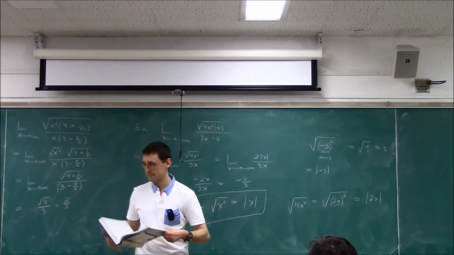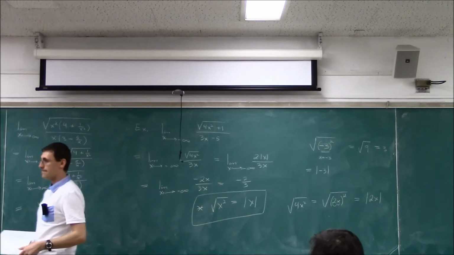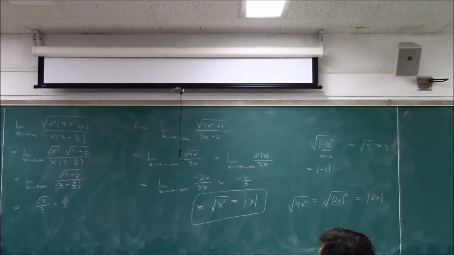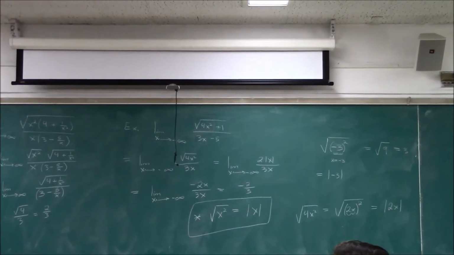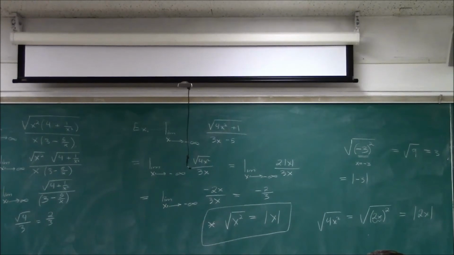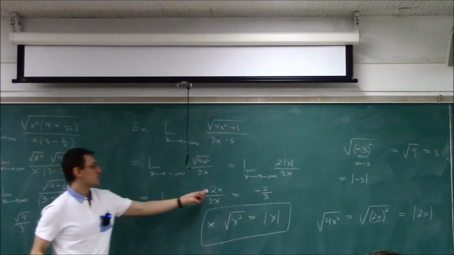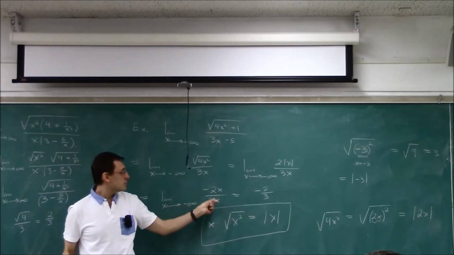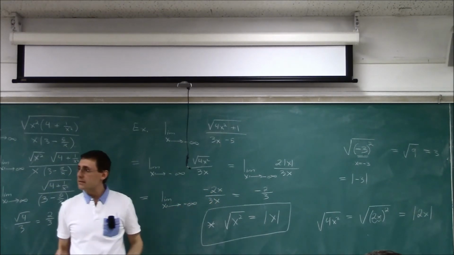Yes? When you take the absolute value of a negative number, even if it's negative infinity, doesn't that become positive? Wouldn't 2 times the absolute value of x be positive? How come it's negative 2x on top? Because the numerator is positive, but the denominator is negative. Okay, so you see, the denominator is negative. That's a good question.